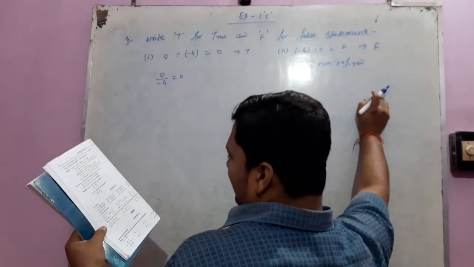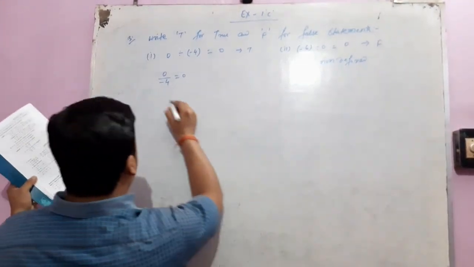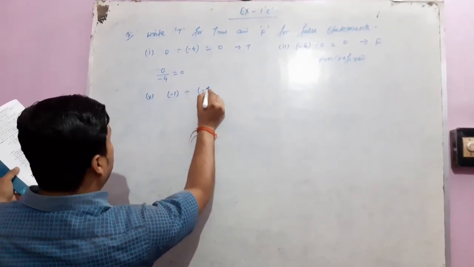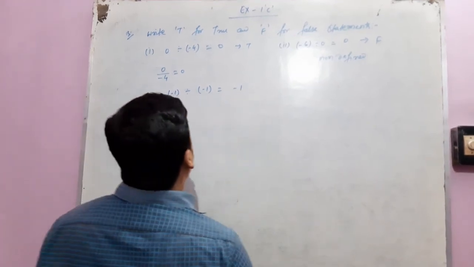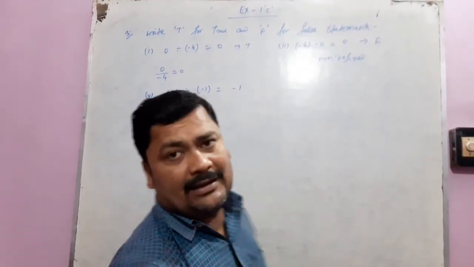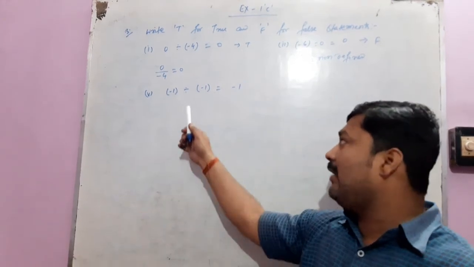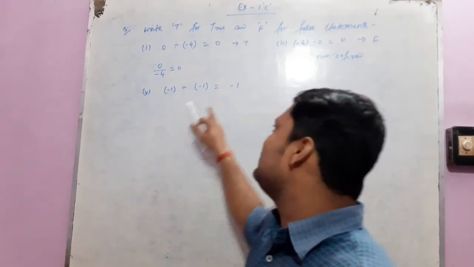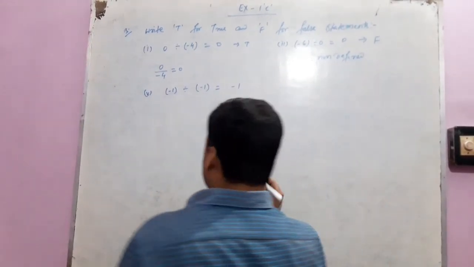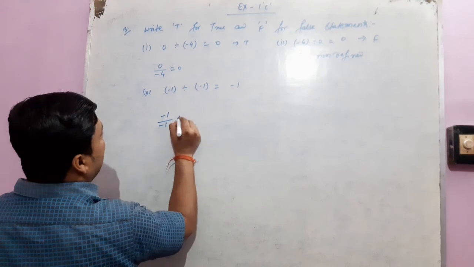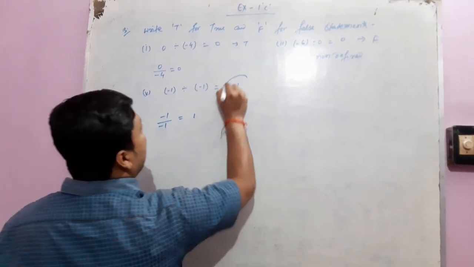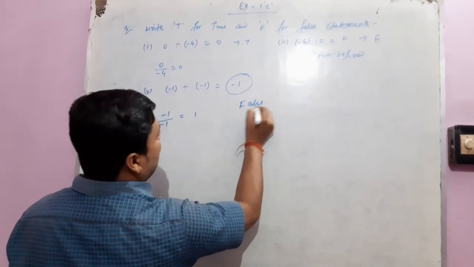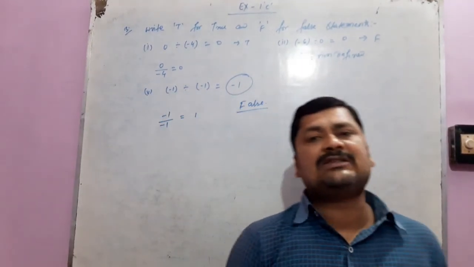Look at one more example. Question number 5. Minus 1 divided by minus 1 is equal to minus 1. Now, as I have told you earlier in the properties of division of integers, when an integer is divided by itself, the result will always be plus 1. So when minus 1 is divided by minus 1, its result will be plus 1. But here it is given that the result is minus 1. So this statement is false. Like this, you have to solve the rest of the questions.